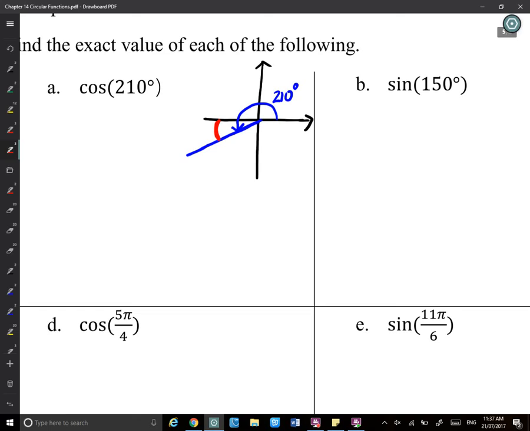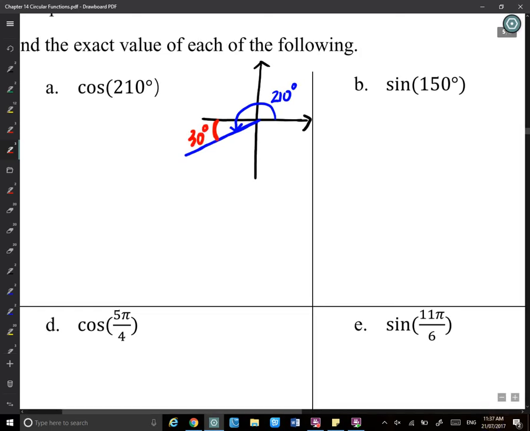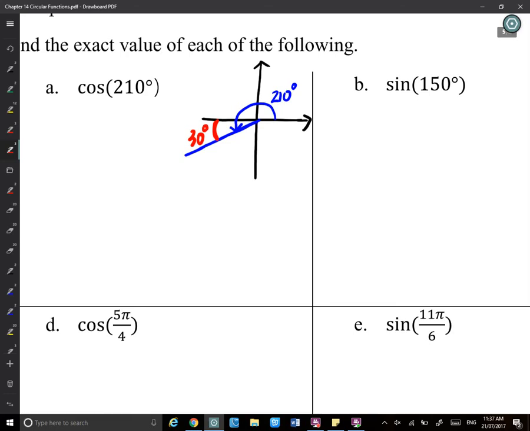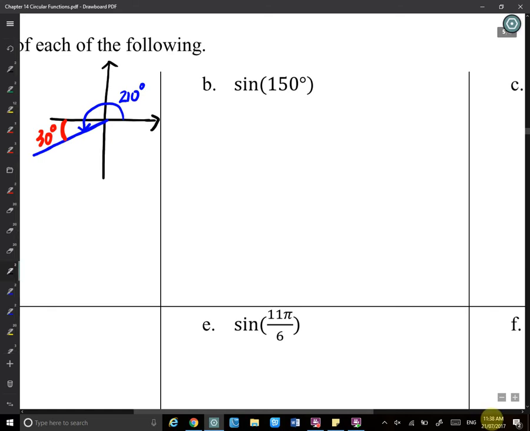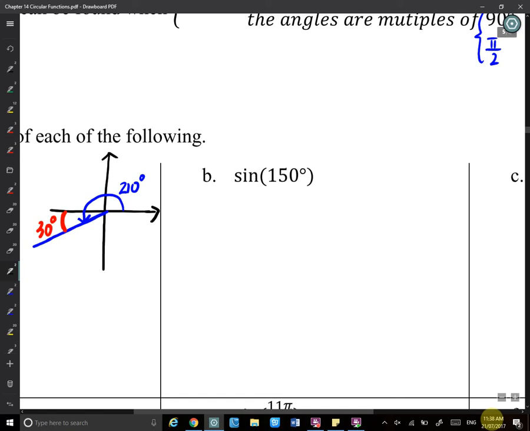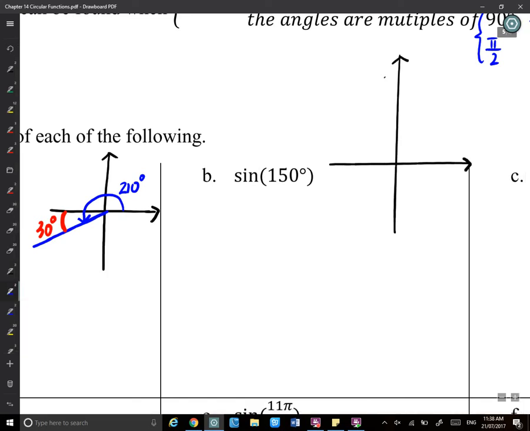What's the size of this angle? If that's 210, it's 210 minus 180, so that's 30 degrees. So the reference angle for 210 is actually 30 degrees. Okay, let's have a look at 150 now. Same thing. Let's draw a Cartesian plane and label 150. Have a think about where is 150.